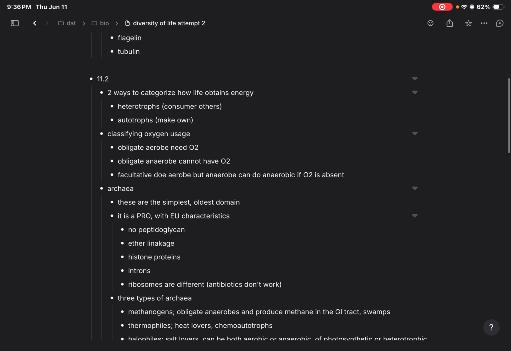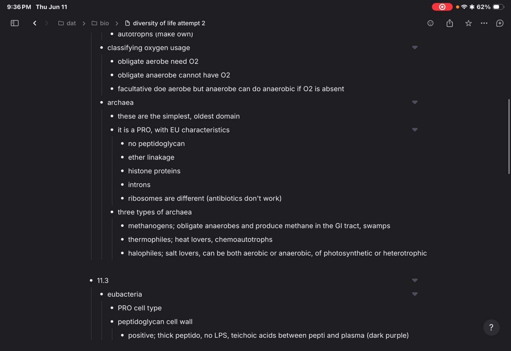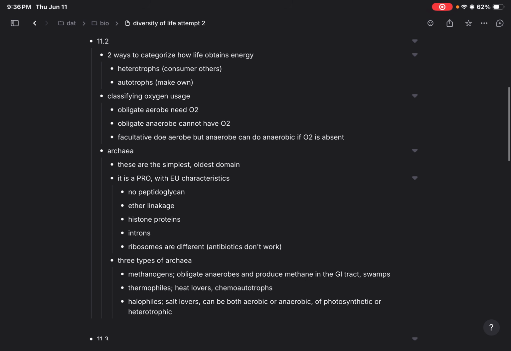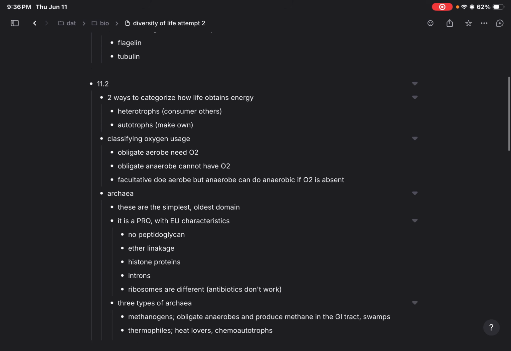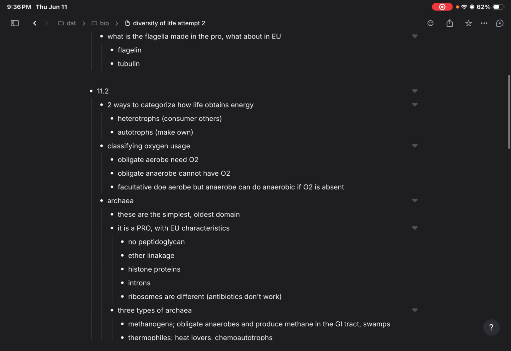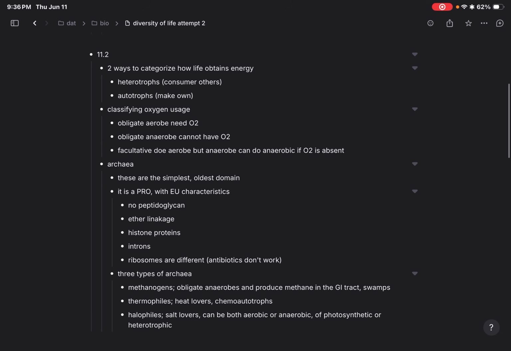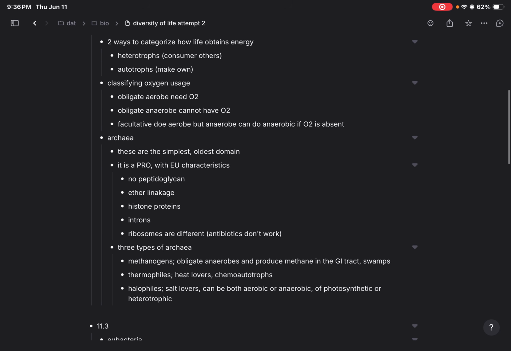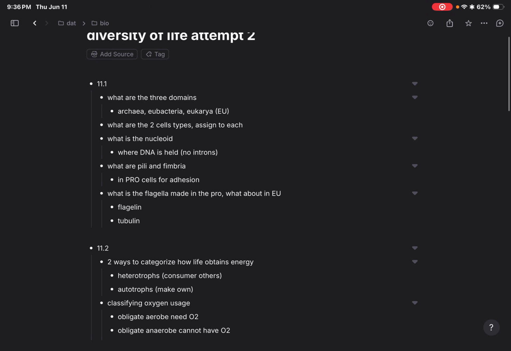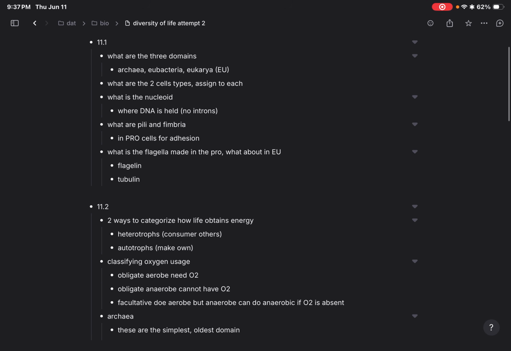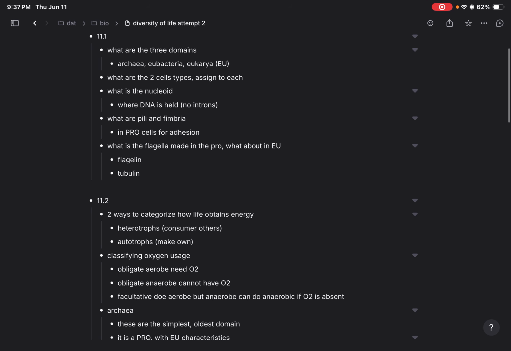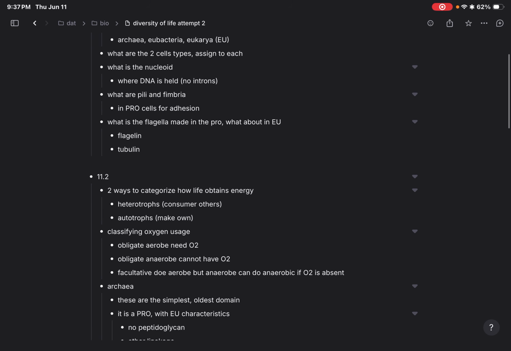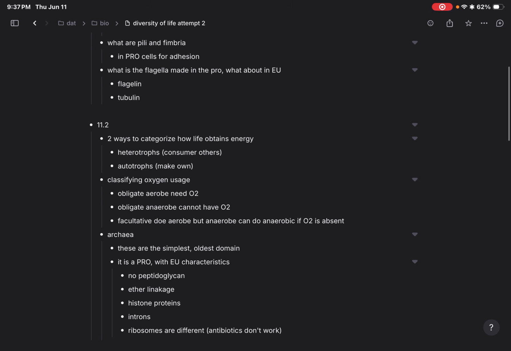Now, talking about archaea, the first domain. This is the simplest and oldest domain. It is prokaryotic with eukaryotic characteristics. This is what I'm kind of confused about: archaea is a mix, a prokaryotic cell type that still has eukaryotic traits.